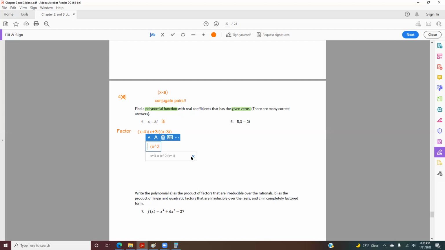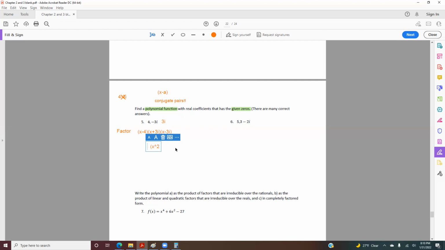You find out that when you FOIL, you get x squared. What happens in the middle term when you FOIL this out? They cancel each other out. So you do not need to put in the middle term.